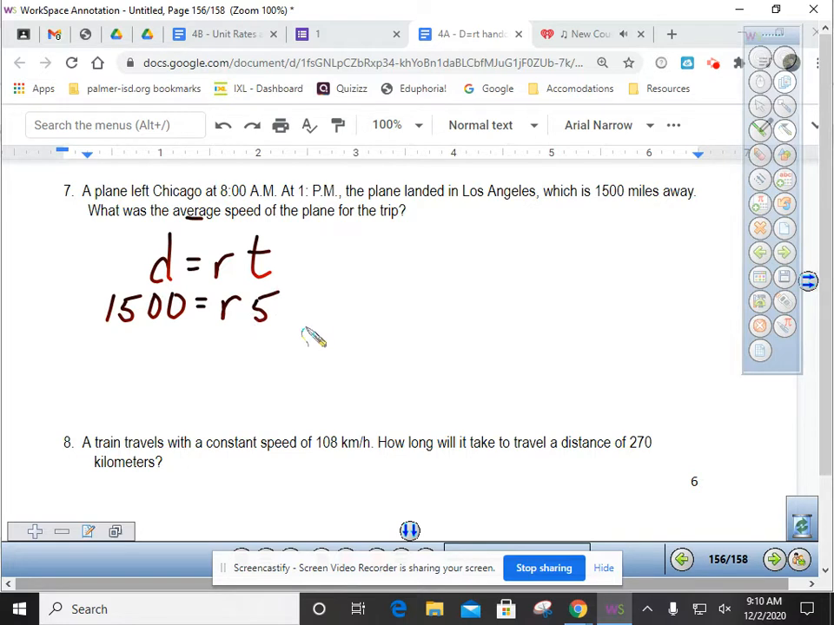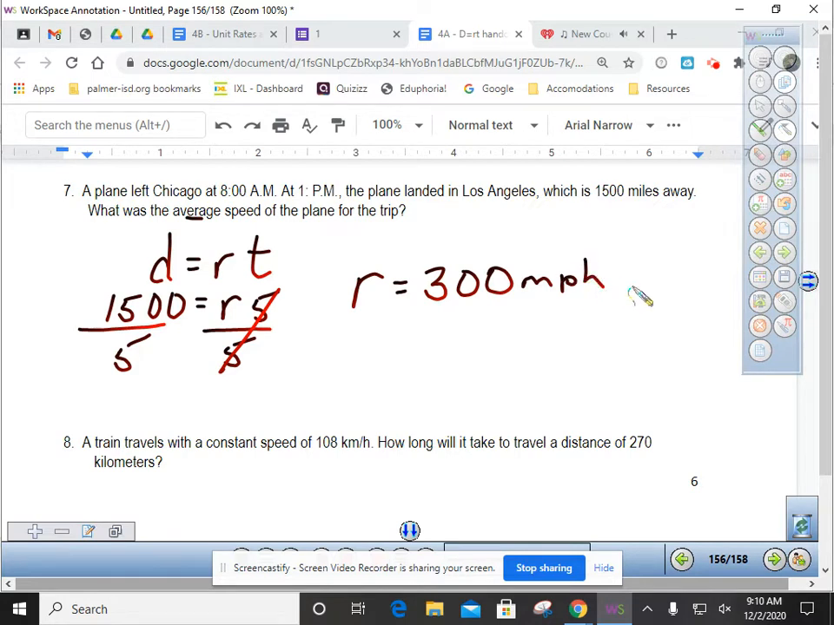If you do not have this written, please write it down. Now what? Divide both sides by 5. And what does the rate equal? 300 miles per hour. But it's not 15, it's 300. Everybody got it written? Yes, ma'am.